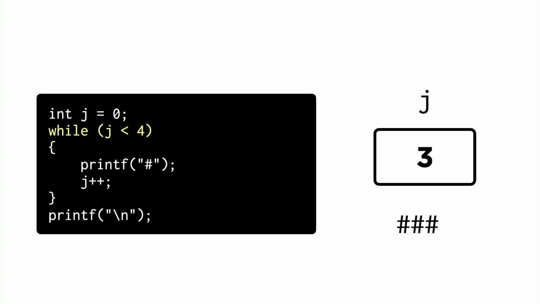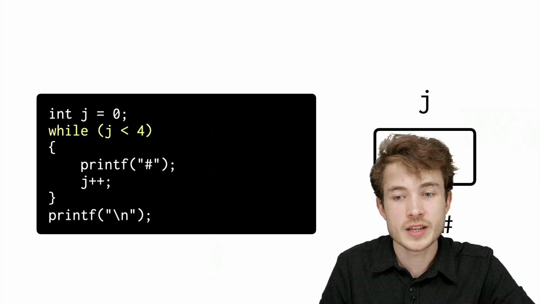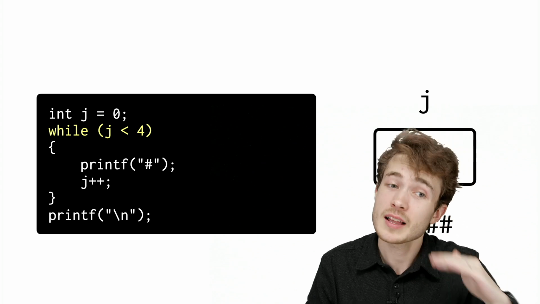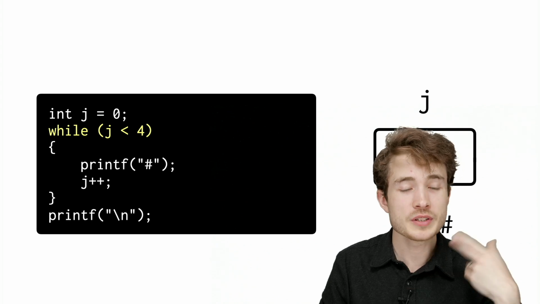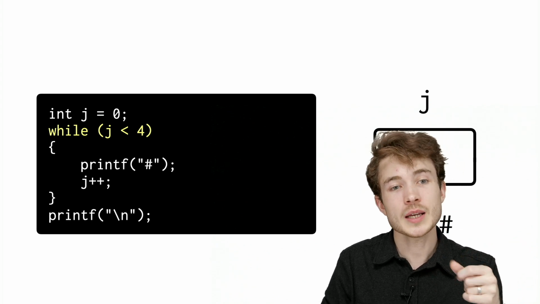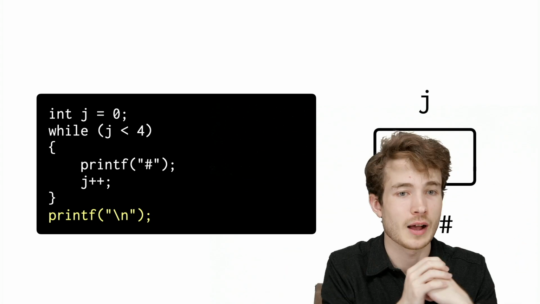Well, it still is. It's still 3. I'll print another hash, add 1. And now, when I go back up to the top to assess this condition, is j less than 4? Well, j is equal to 4. It's not less than 4, so we'll stop doing the code in this loop, and we'll instead print out this special character we saw in lecture, \n, that says we'll move to a new line.